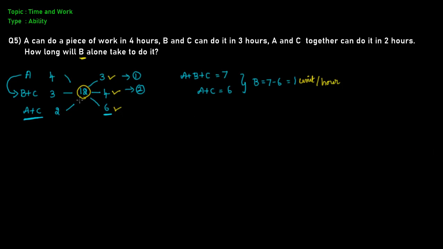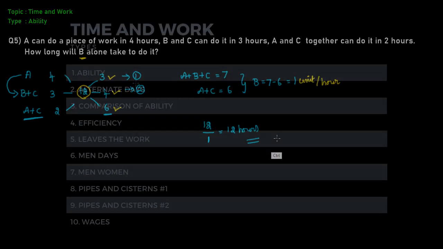right? So we know he has to complete 12 units of total work and he can complete 1 unit of work per hour. So in order to complete the total work, he will take 12 hours to complete 12 units of work. So guys, this is the answer for the 5th question.